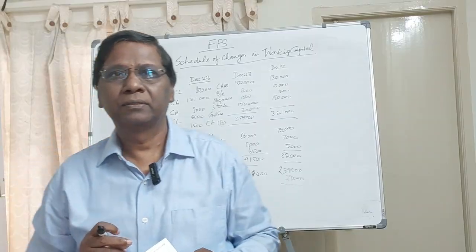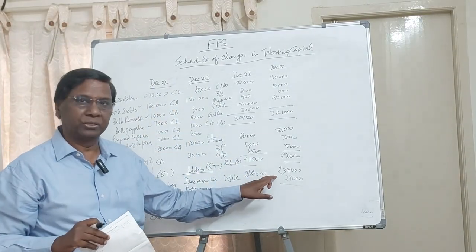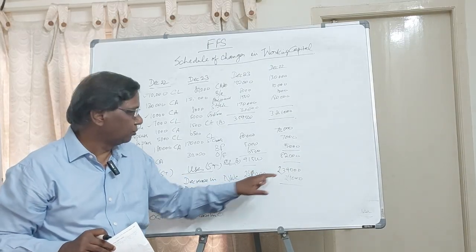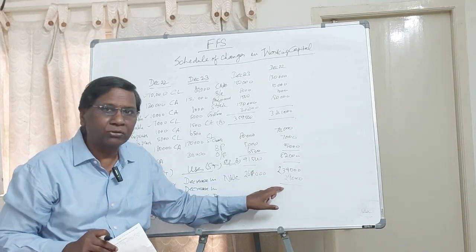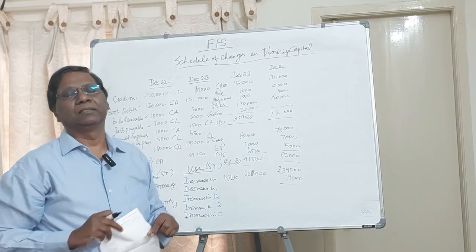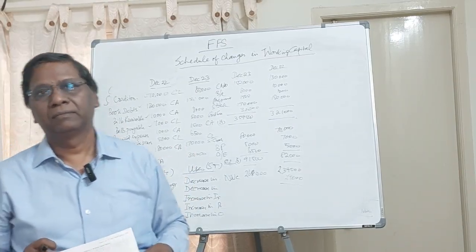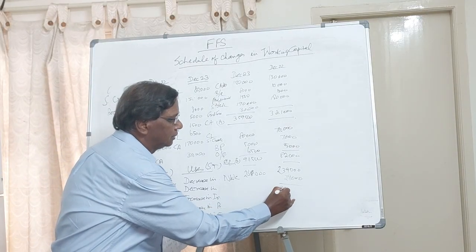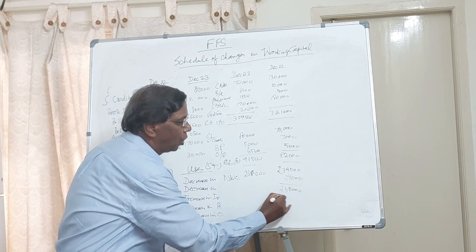Got the point? So already you brought in 2,39,000. This has increased. Your margin has increased from 2,39,000 to 2,68,000. That means 29,000 you brought in this year, my friend. Then you got the point. It becomes 2,68,000. So how will it be figuring?